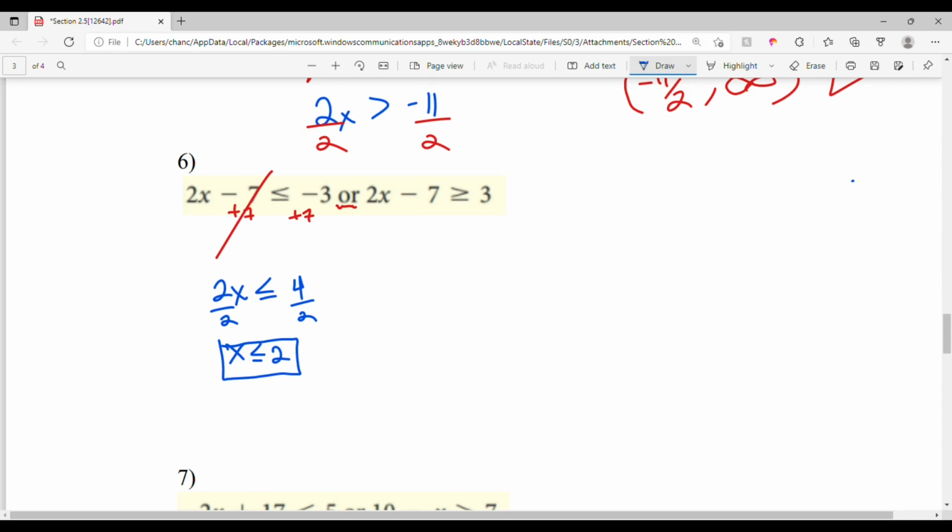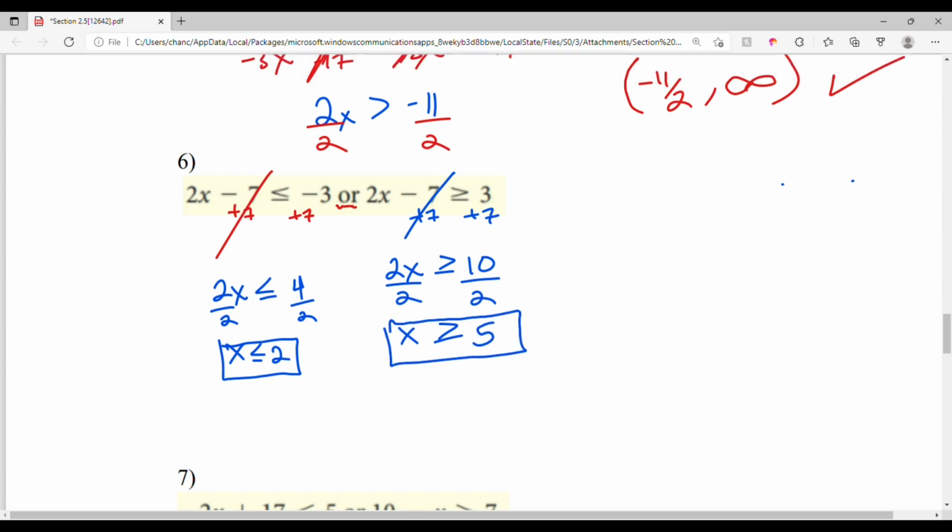For the other side, we can add the 7 to both sides. 2x is greater than or equal to 10. Divide both sides by 2. x is greater than or equal to 5. So here is our compound inequality. x is less than or equal to 2, or x is greater than or equal to 5.